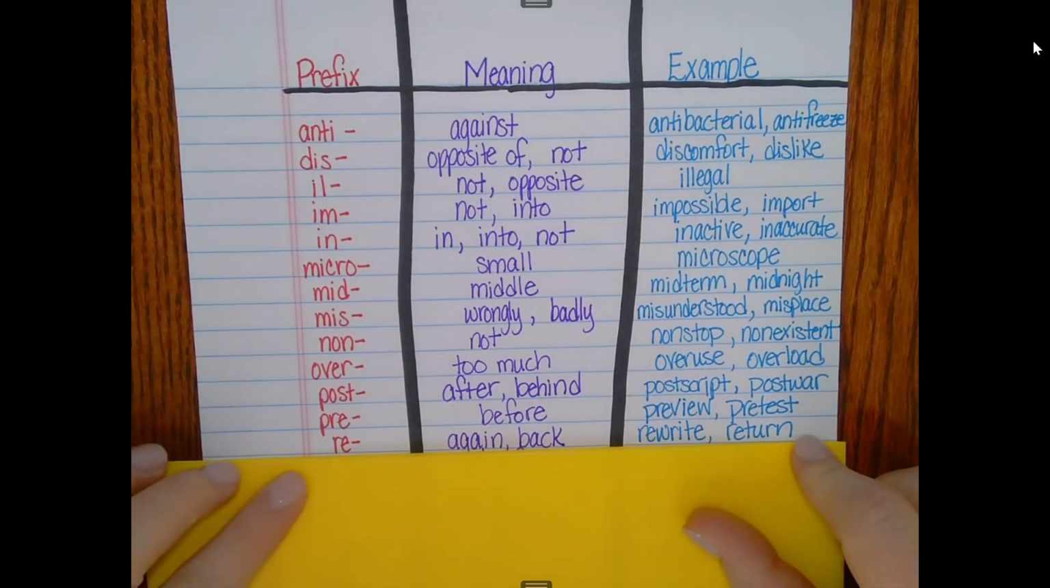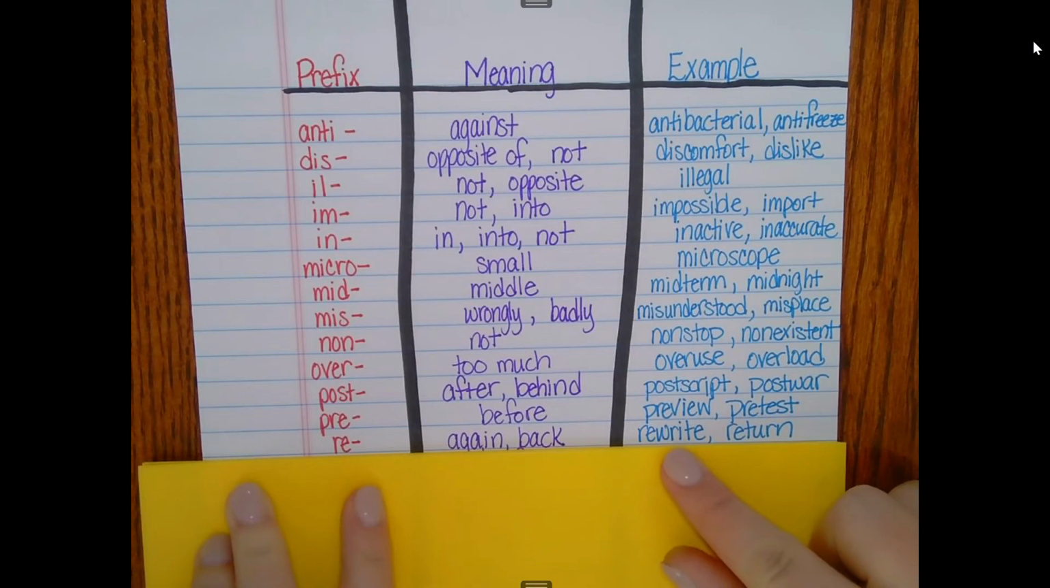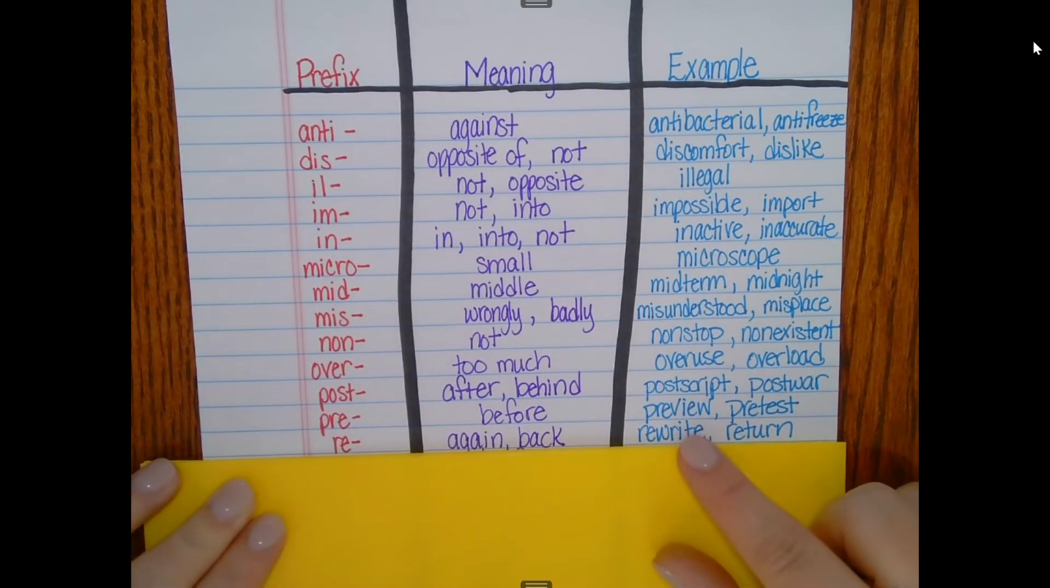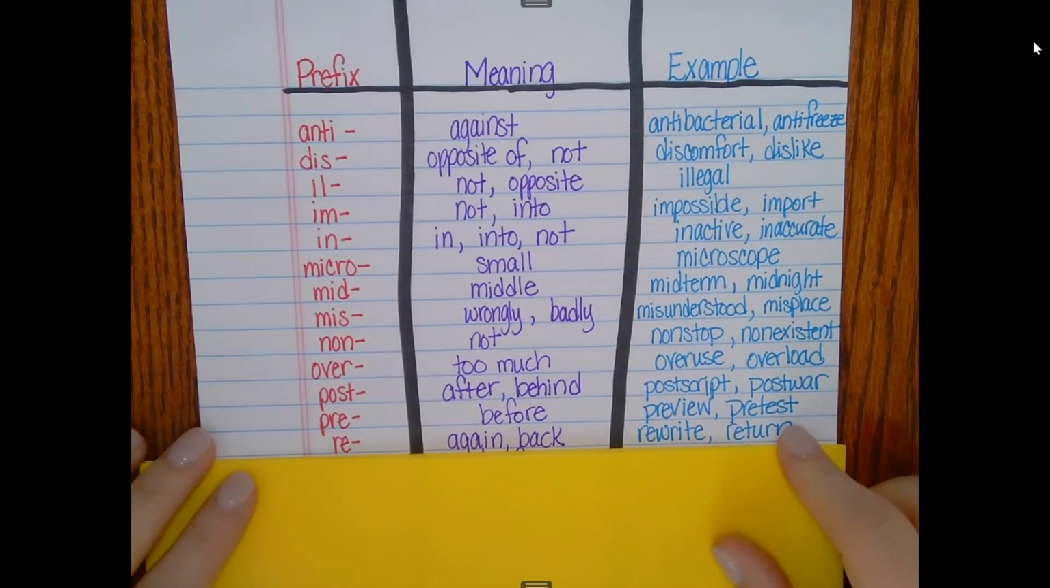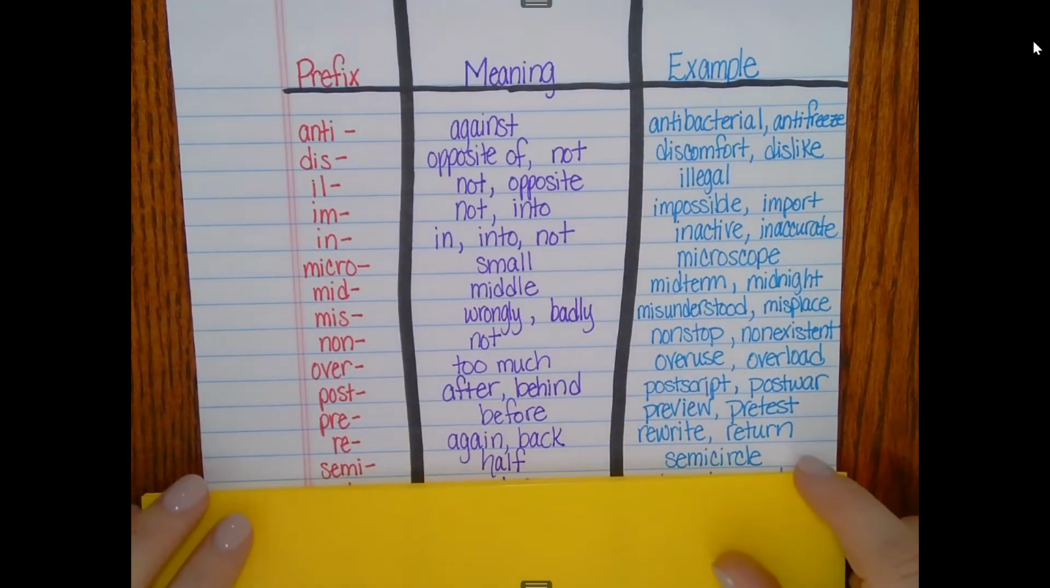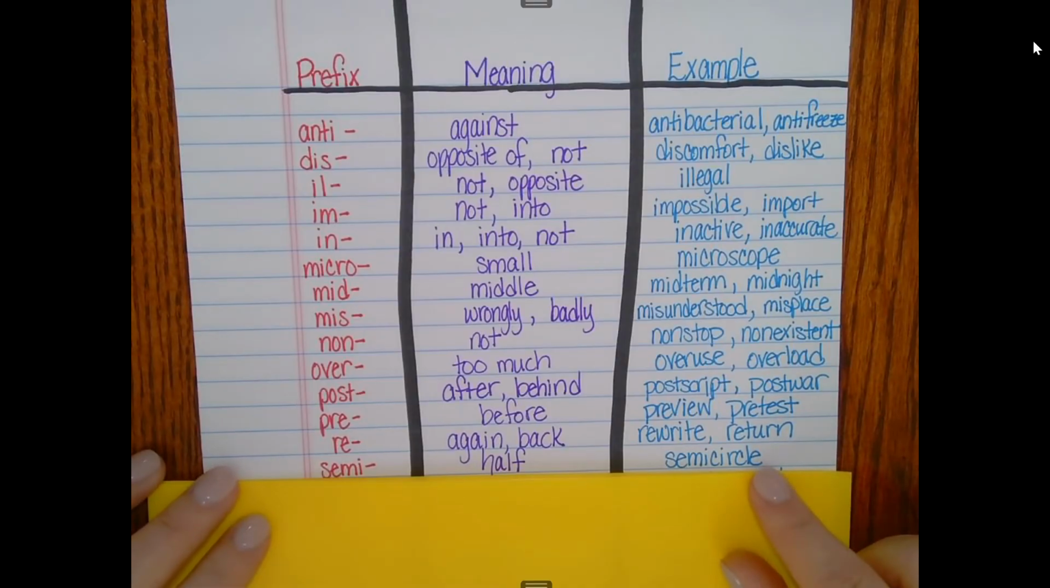Re. The prefix re means again or back. Okay, so if your teacher asks you to rewrite something, they want you to write it again. If you have to return something to someone or a store, you're going to turn it back in. Semi. Semi means half. A semicircle is half of a circle.